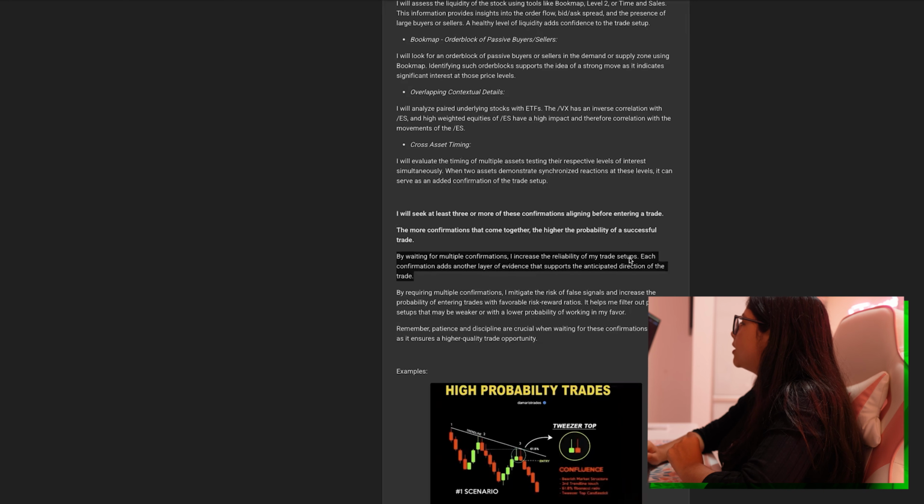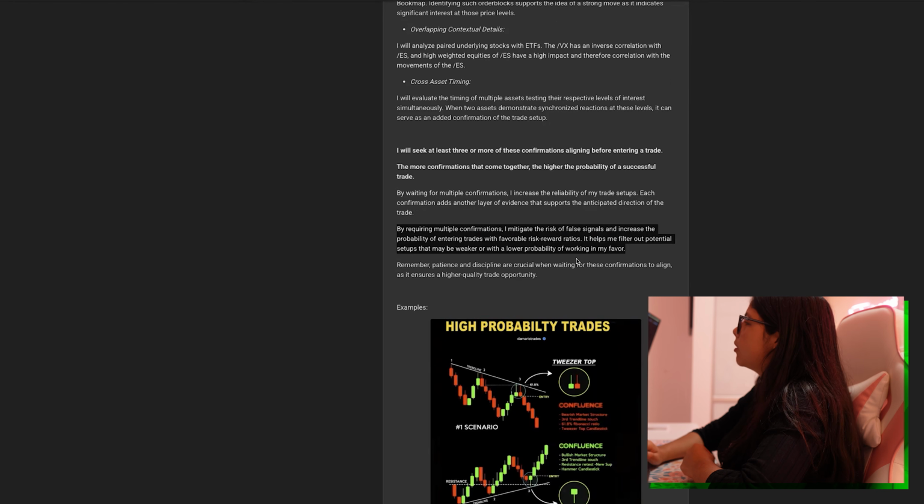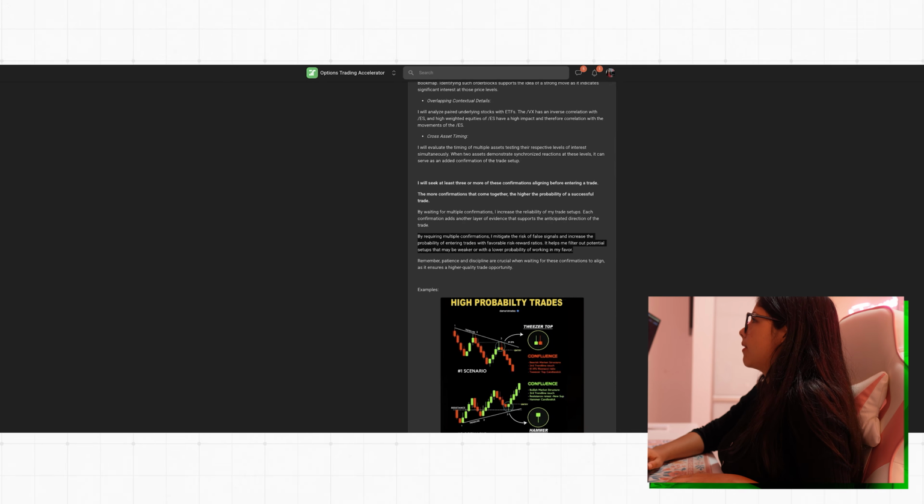By waiting for multiple confirmations, I increase the reliability of my trade setups. Each confirmation adds a layer of evidence that supports the anticipated direction of the trade. By requiring multiple confirmations, I mitigate the risk of false signals and increase the probability of entering trades with favorable risk-reward ratios. And it helps me filter out potential setups that may be weaker or with a lower probability of working in my favor.